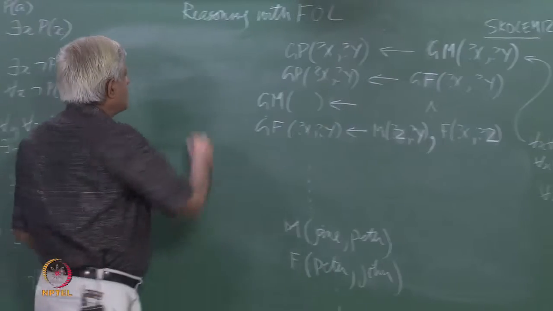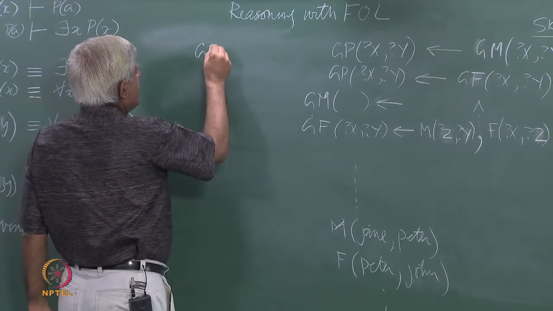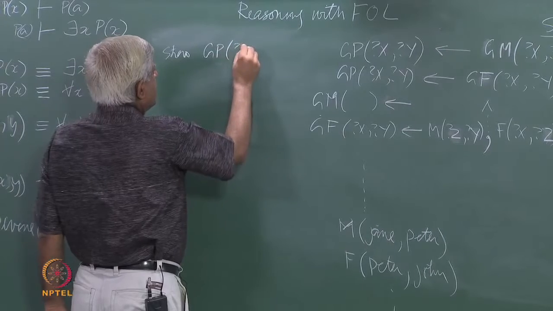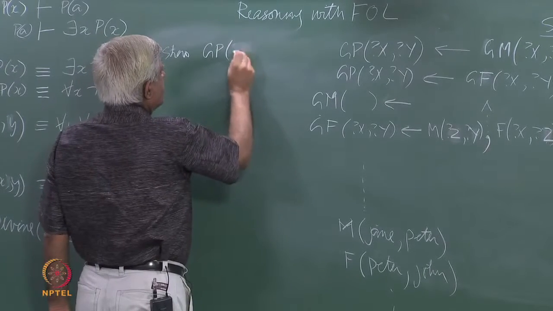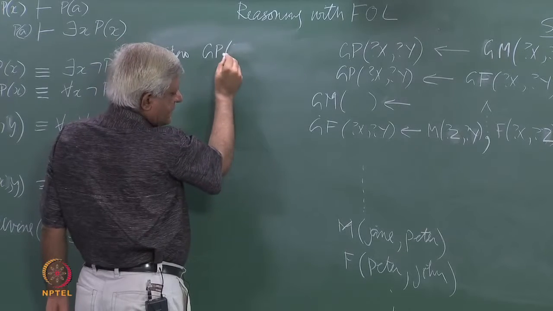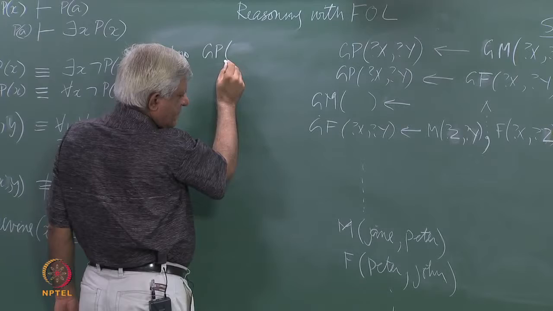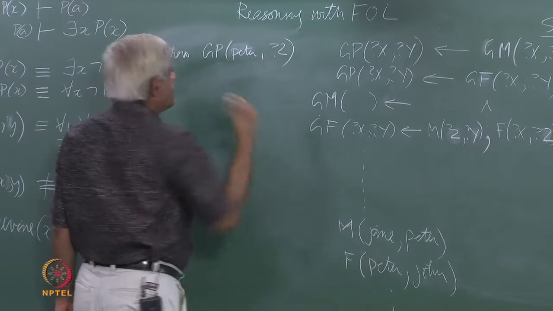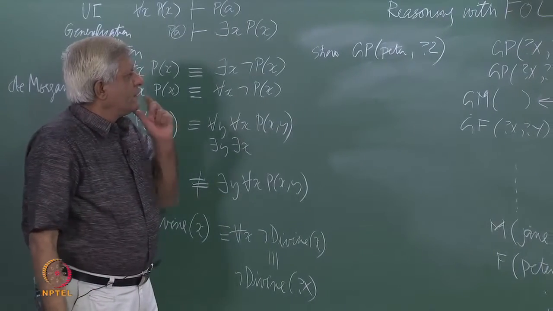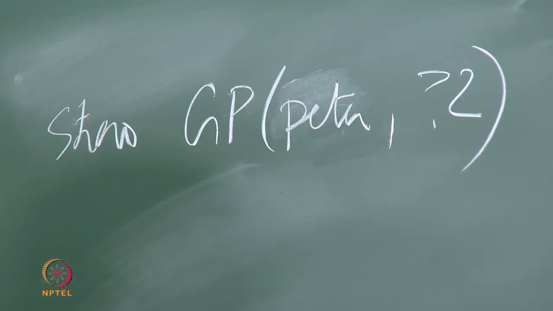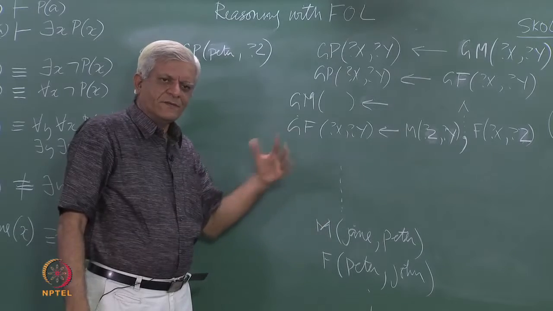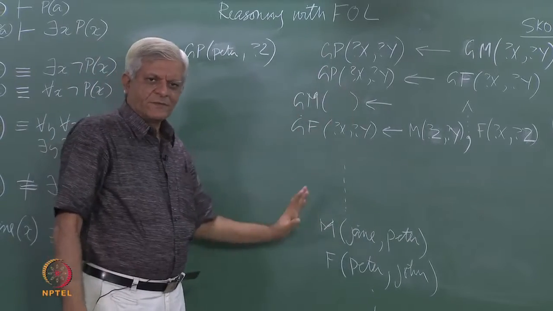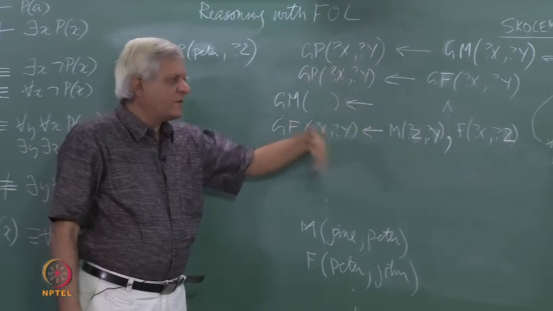What does prolog do? If I ask a query like, is there or show grandparent X, so let us say Peter Z or something like that. The reason for writing things in this inverted form is because it makes the task of matching simpler. You always match with what is on the left hand side in your program, and the right hand side is the step of making that inference.